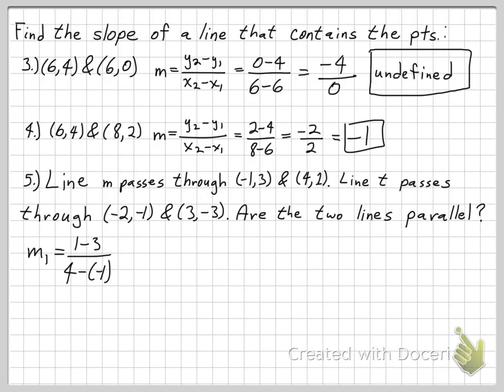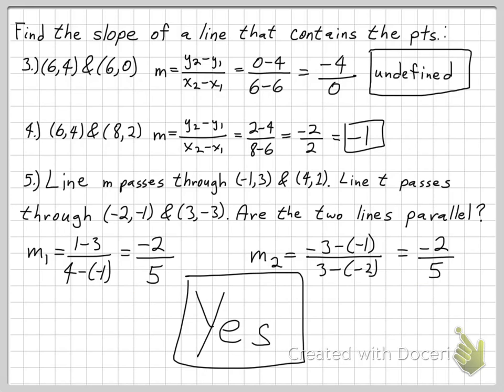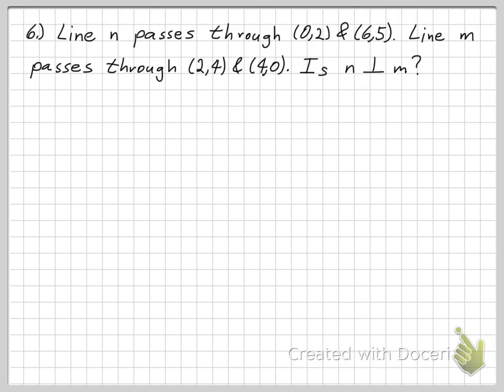The slope of the first line is 1 minus 3 over 4 minus -1, which reduces to -2/5. The slope of line 2 is -3 minus -1 over 3 minus -2, which reduces to -2/5. So we have the slope of both lines, and as we can see, the slopes equal each other, right? -2/5 equals -2/5. So yes, the two lines are parallel because they have the same slope. Okay? And then our last problem.